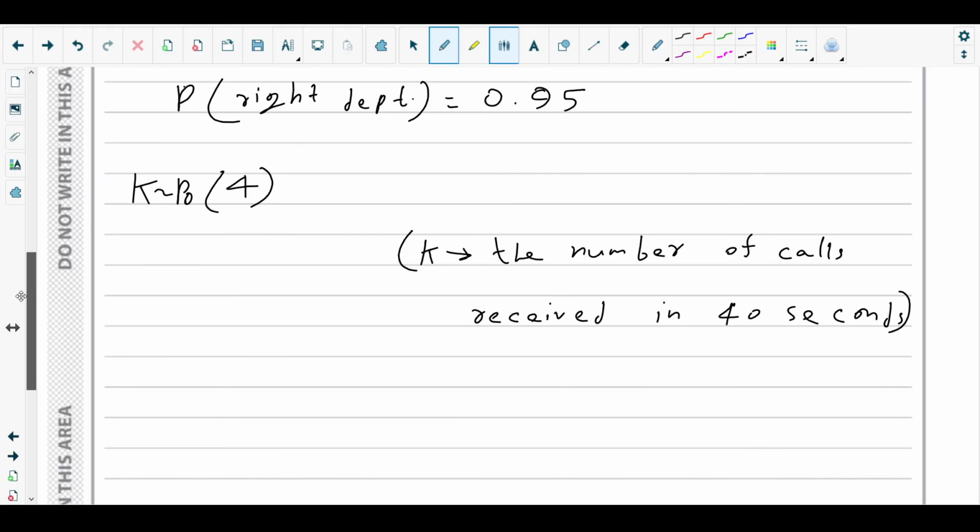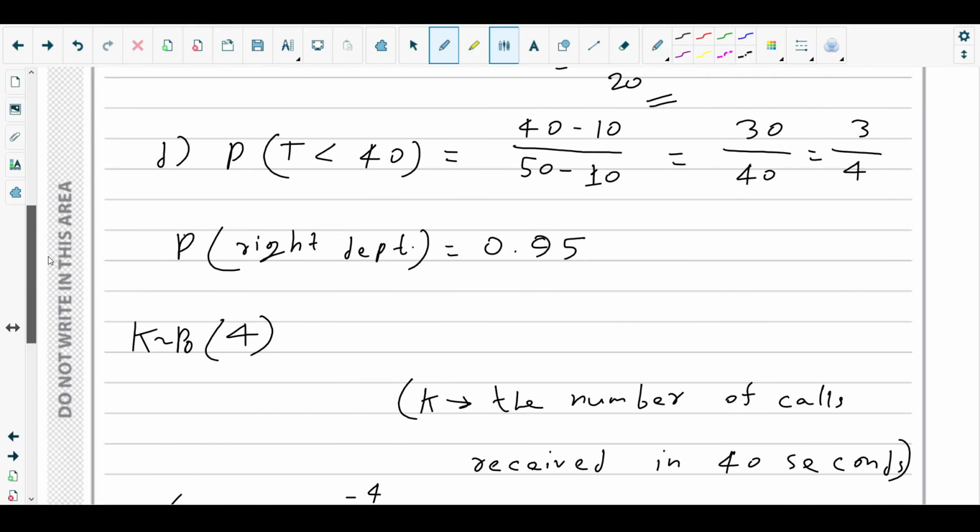There should be no calls received in the next 40 seconds, so K equals 0. This is e to the power minus lambda, times lambda to the power x. Lambda is 4, and 4 to the power 0 is 1. So this is basically e to the power minus 4. Then we have the three probabilities of the three independent events.